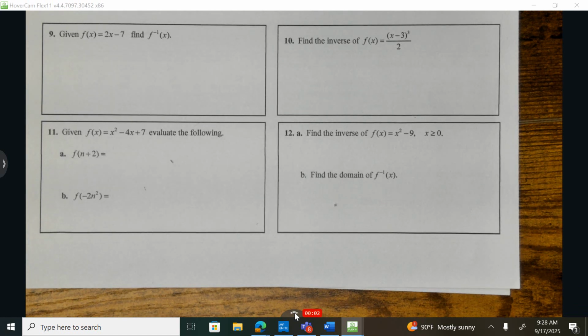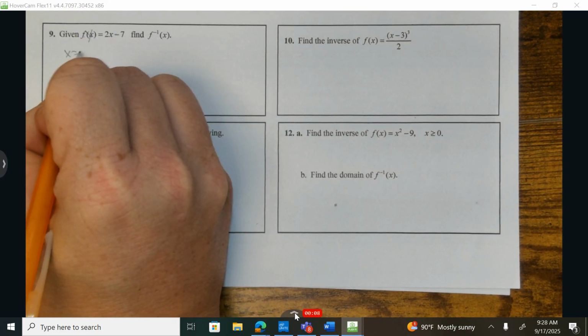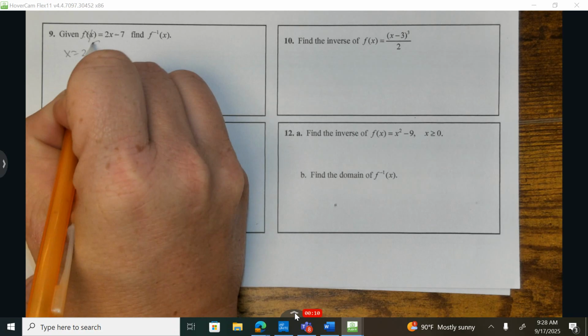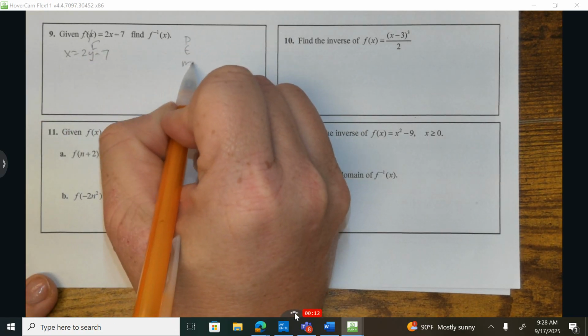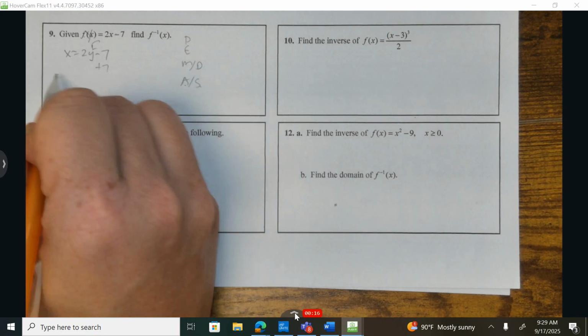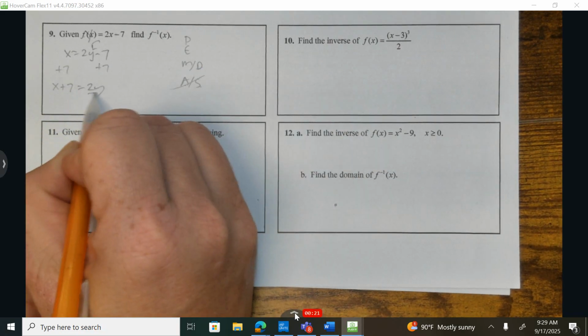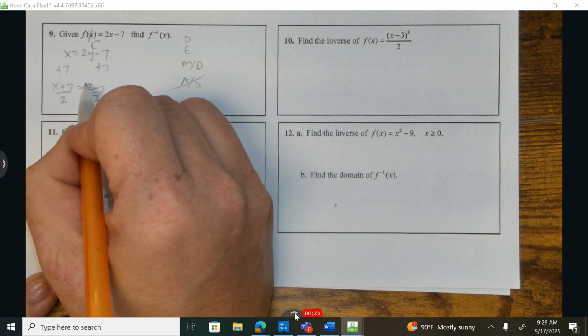All right, I'm now going to do 9 through 12. How do I find the inverse? Think of this as a y. First thing I'm going to do is switch the x and the y, and then I'm going to isolate the y. So I'm going to do PEMDAS backwards. That means I'm getting rid of adding or subtracting on the same side as the y. Then I'm going to do multiplying or dividing to isolate the y.